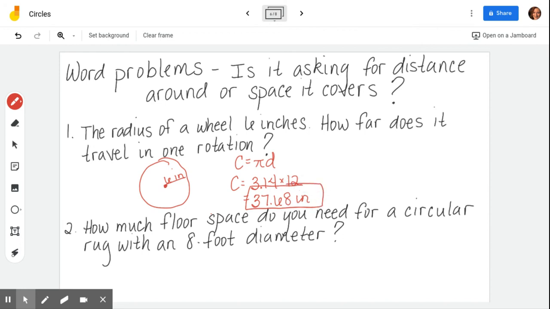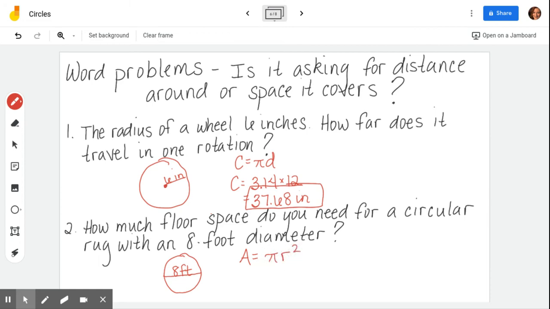Number 2, how much floor space do you need for a circular rug? Well, I'm looking at how much space it takes up on my floor. That's area. It has an 8-foot diameter. So in my circle, I know all the way across is 8 feet. It's a pretty good size rug. To find area, I take pi r squared.